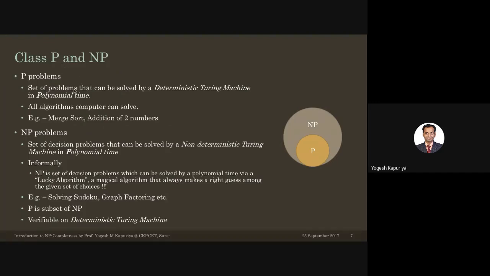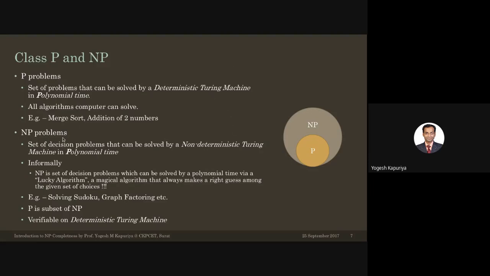So all the problem statements which we have discussed till now, the majority of them fall under this category. These are the problem statements which can be solved by computers, right? Merge sort, addition of two numbers, and there are many more.